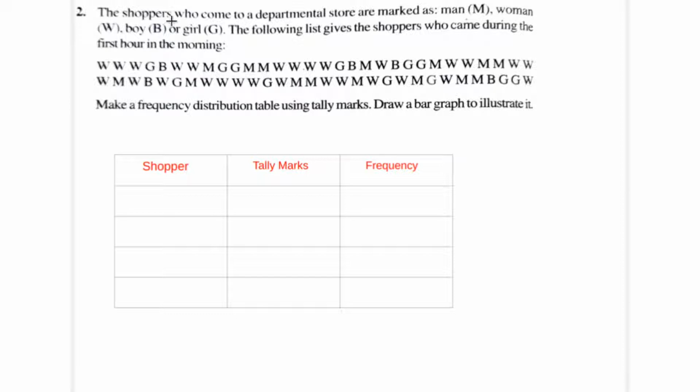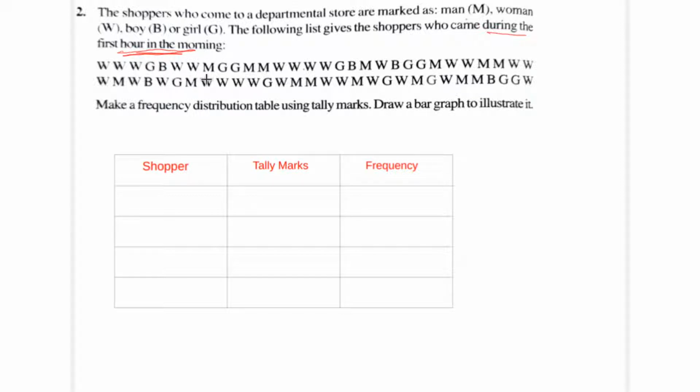Number 2, the shoppers who come to a departmental store are marked as man M, woman W, boy B, or girl G. The following list gives the shoppers who came during the first hour in the morning. Okay, so there is a shop, and people used to come there. Now here one data is given who came during the first hour. Suppose the shop is opened at 10 a.m. and between 10 to 11 a.m.